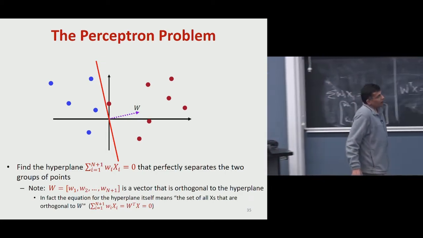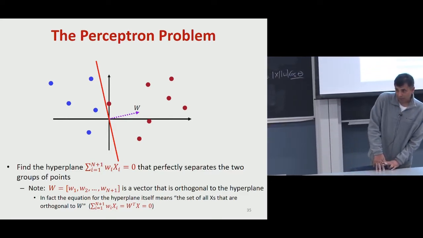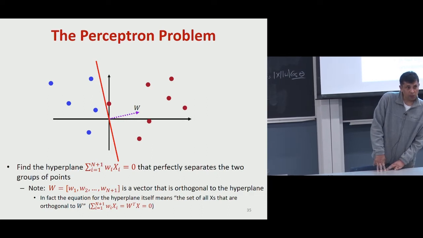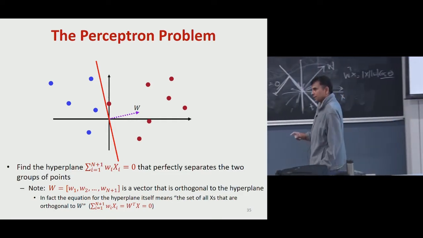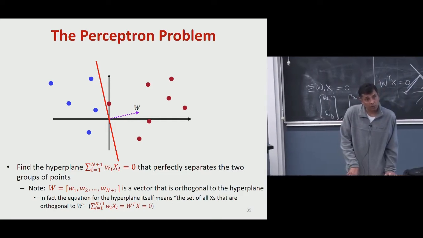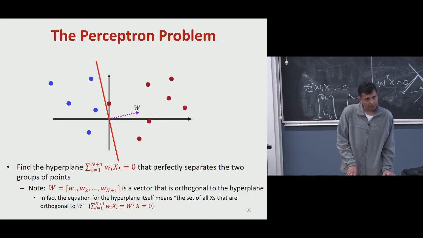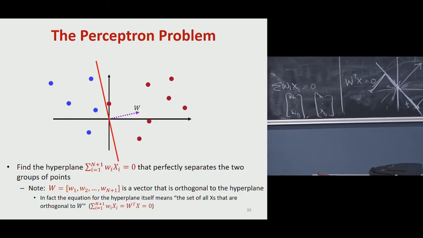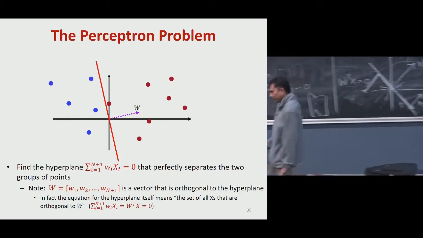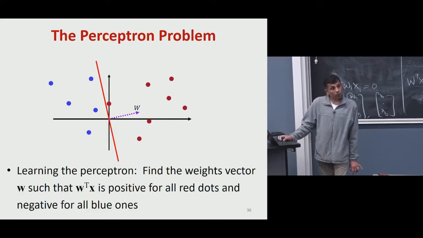Now, when I say I want to find a hyperplane, when I want to learn the perceptron, I'm saying I want to find a hyperplane that perfectly separates all of the points for which I have labels. In other words, I want to find the weight vector such that all of the positive points which have label 1 have a component that's parallel to the weight vector and in the same direction as the weight vector, and all of the instances that have a label -1 have a component that's actually opposed to the weight vector, right? So we want to find the weight vector such that W transpose X is positive for all the red points and negative for all the blue ones.